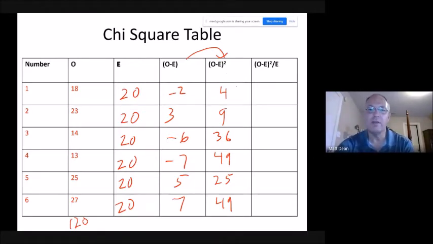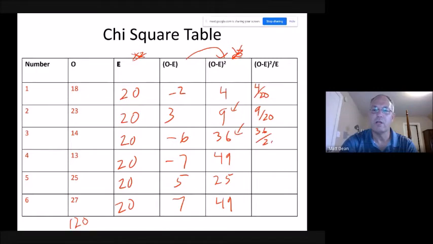So in this case, that's going to be this column divided by this column. Since these all have 20 as the expected value, I'm going to work this in terms of fractions. You could divide it out in a decimal. That would be fine. But I think in this case, fractions are going to make this one easier. So this is going to be 4 over 20. This next one's going to be this column, 9 divided by 20. 36 here over 20. 49 here over 20. 25 here over 20. And finally, 49 over 20.